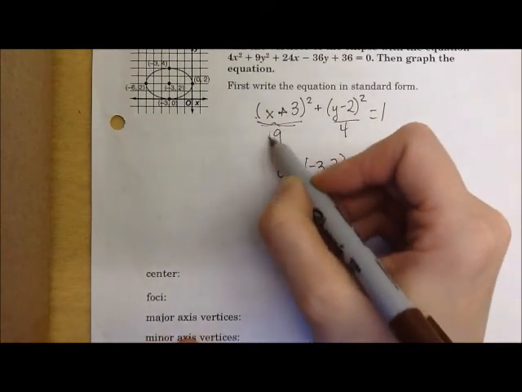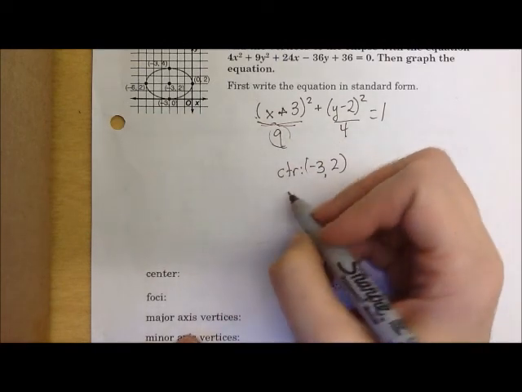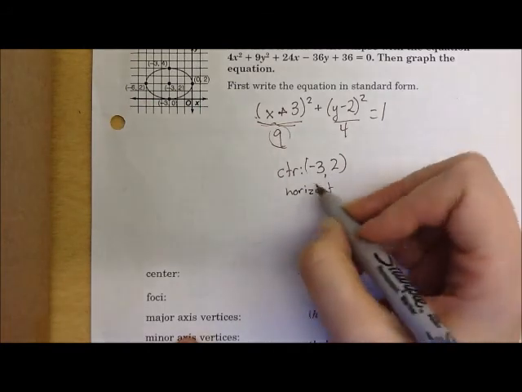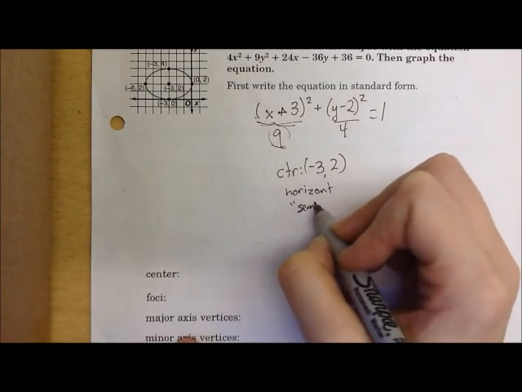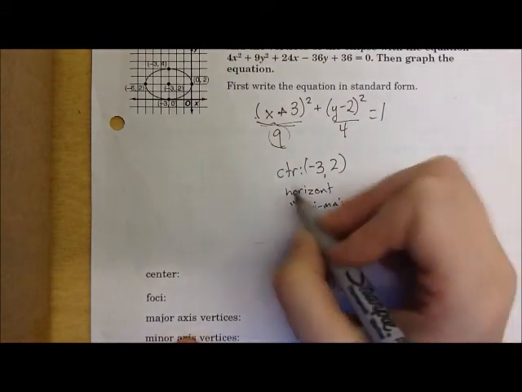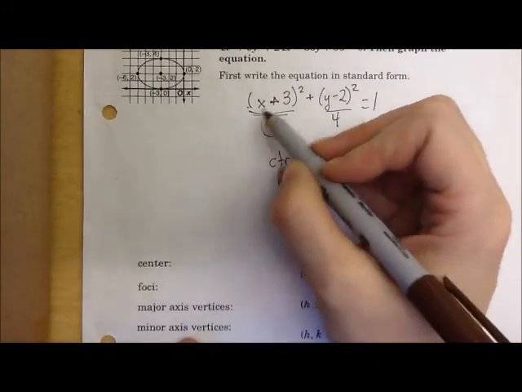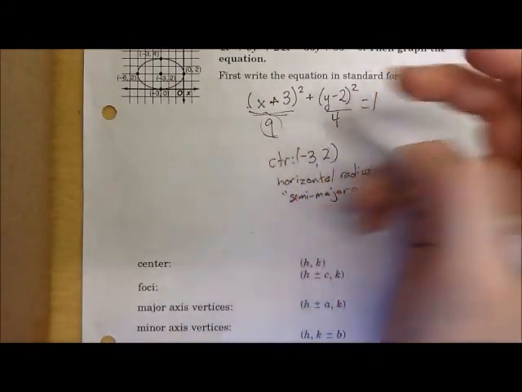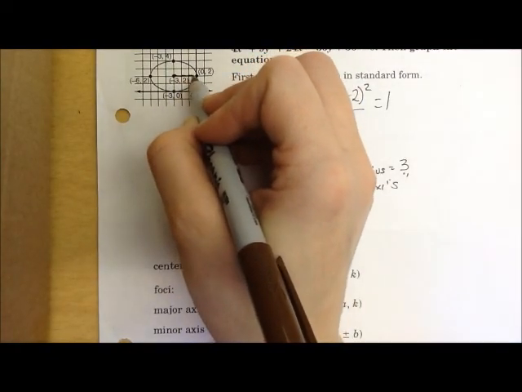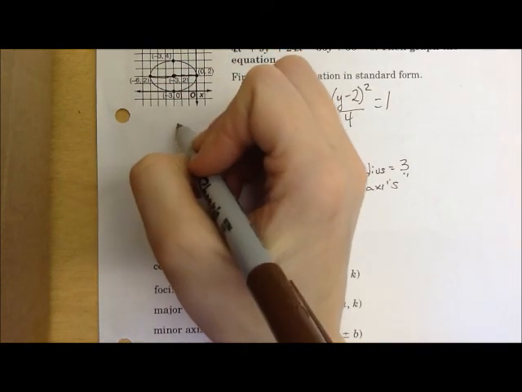Now, the 9 is under the x, so this is what we're going to use to get our horizontal radius. Sometimes it will be called the semi-major axis. For today, I'm just going to call it the horizontal radius. So the horizontal radius is the square root of the number under the x. So the horizontal radius is 3. From the center, they're going 3 to the right and 3 to the left.